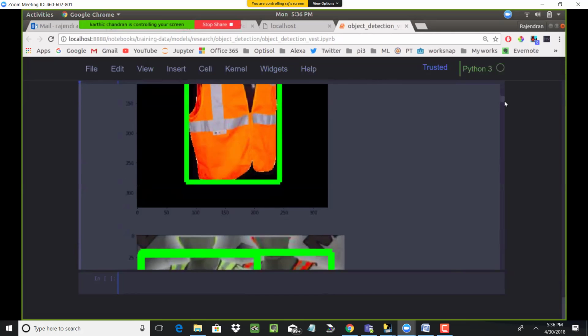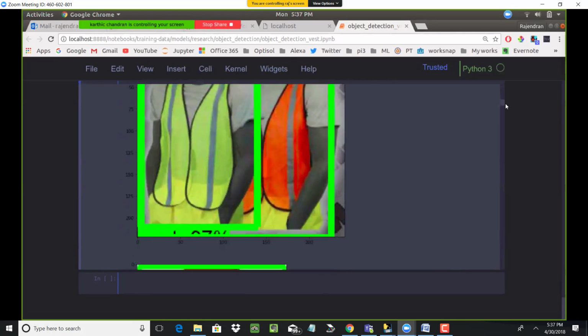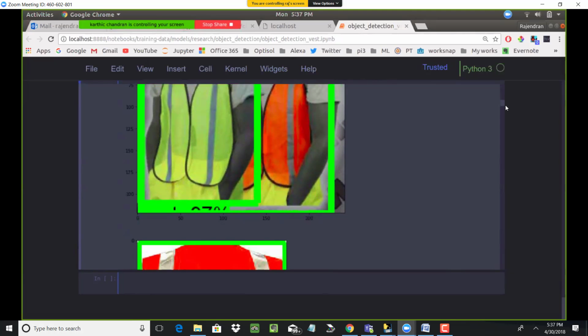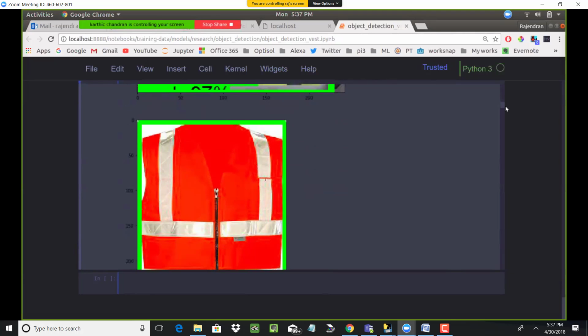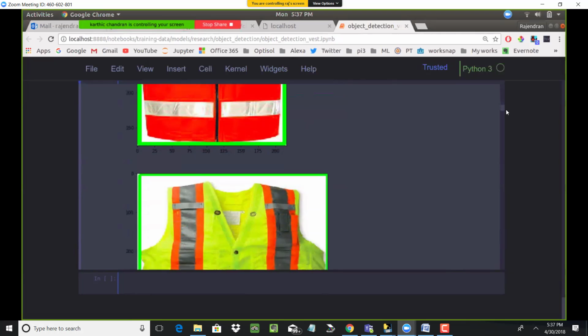Okay, nice. So if it finds two west, it puts two bounding boxes. We know there are some issues with this data set because the entire data set is the bounding box.